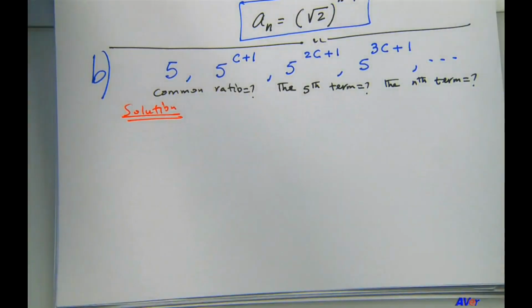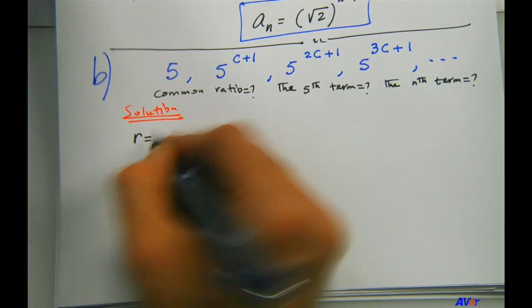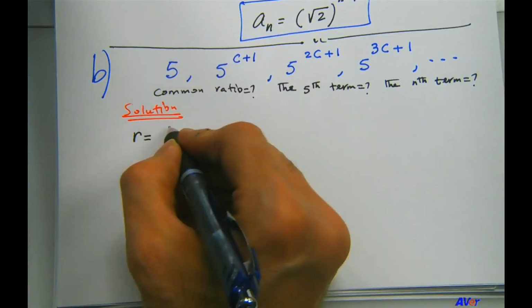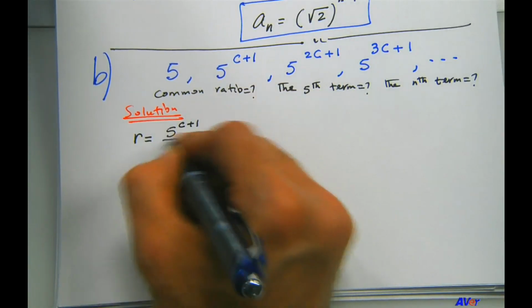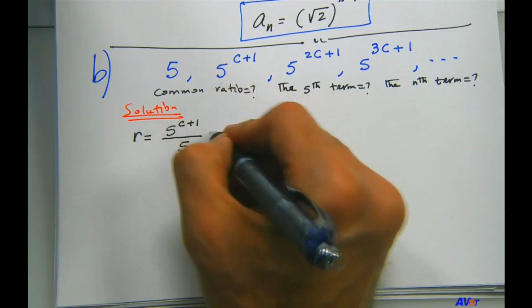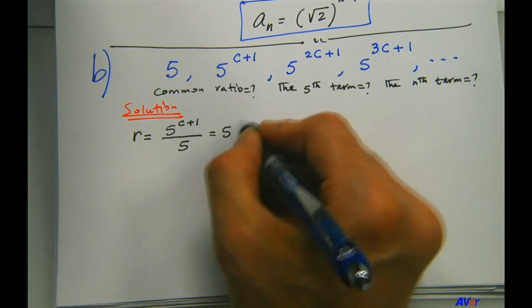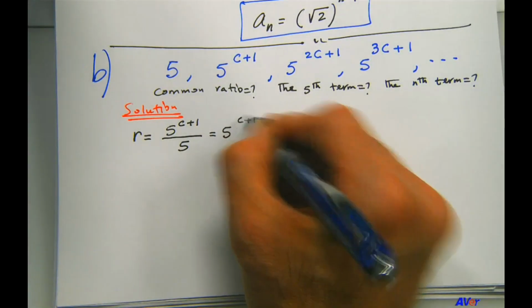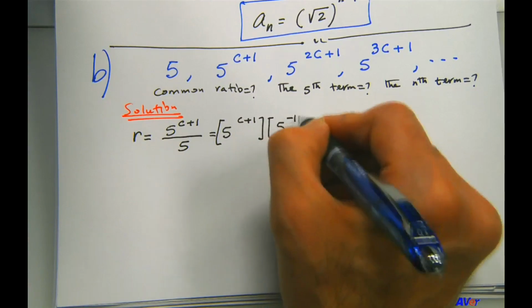Okay, the easiest one is to find the common ratio. Let's take the easiest ratio here. We are told this is a geometric sequence, so we expect to have a common ratio. I'm just going to divide this by the first digit, divided by 5, and then using the rules or properties of exponents we learned back in Math 124, we can rewrite this as 5 to c plus 1 times 5 to negative 1 power.